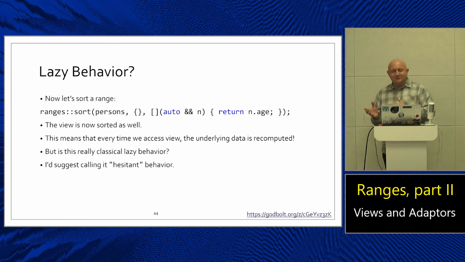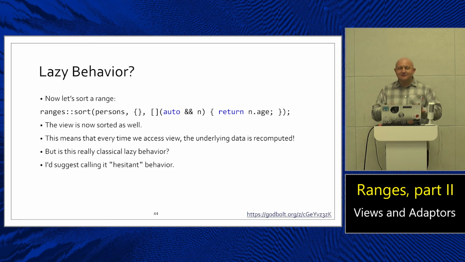Nothing is being postponed until the first access. Nothing is being computed once. Instead, the view is constantly rechecking the underlying range and pulling values from it again and again. So I don't really like calling this lazy behavior. I prefer a different term here. I usually call this hesitant behavior. The view is never sure what's underneath it.